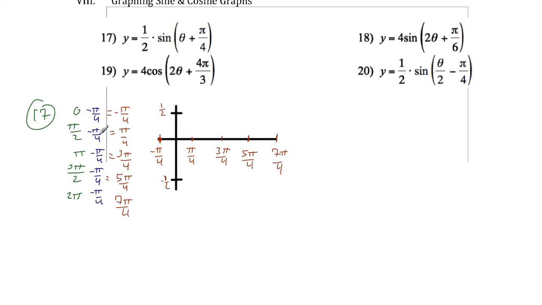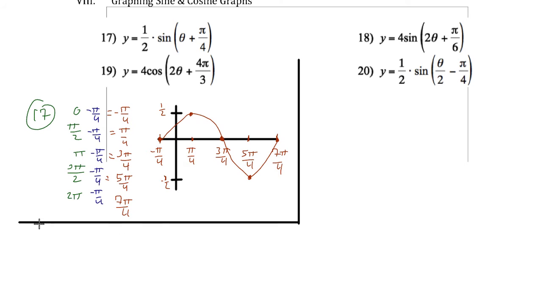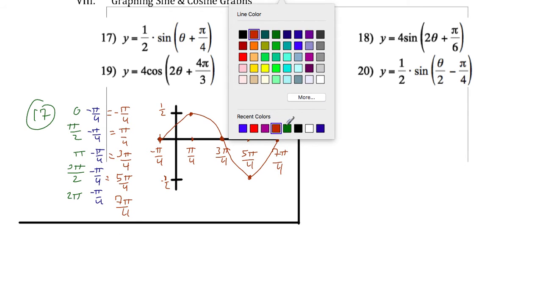Pi over 4 plus pi over 4 is pi over 2. Sine of pi over 2 is 1. I'm just going to go through this quickly, but as you plug these values back in, you will get these, and you just connect the dots to make a nice little sine graph. That's definitely not a nice little sine graph, so let me try that again. It's a little bit better. And there we go with that. So be mindful of that. That'll be 17.